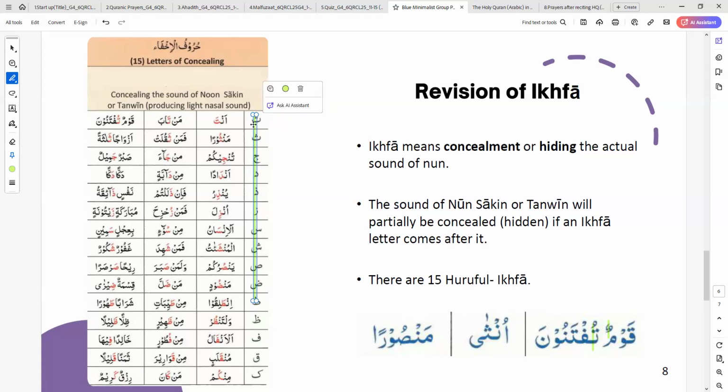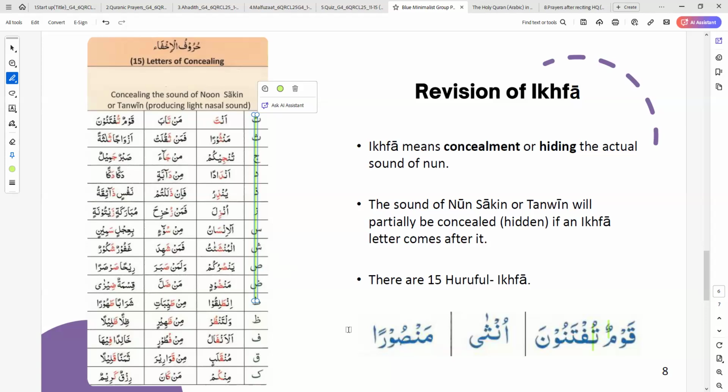Sa is a letter of ikhfa, so noon will not be pronounced clearly with a light sound, but with a concealed sound. And in this example as well, noon sakin is followed by a thick letter of concealment, sod. So we will pronounce noon with a concealed sound.